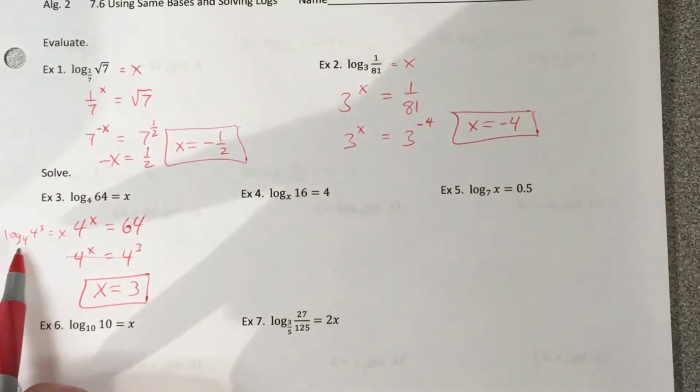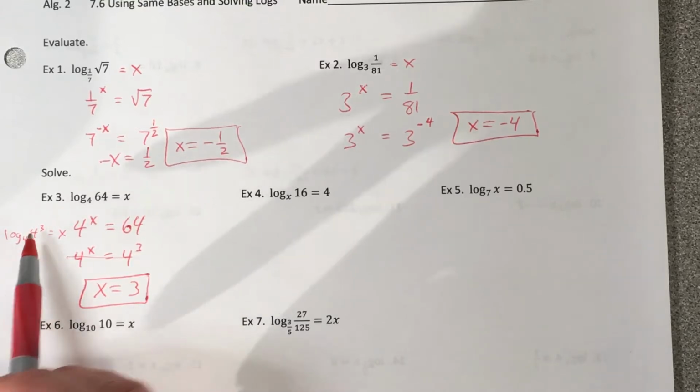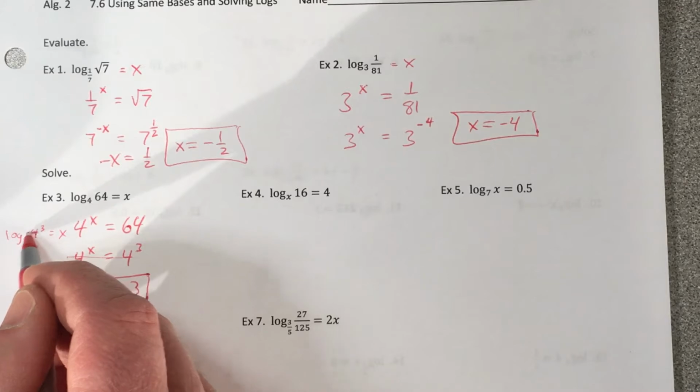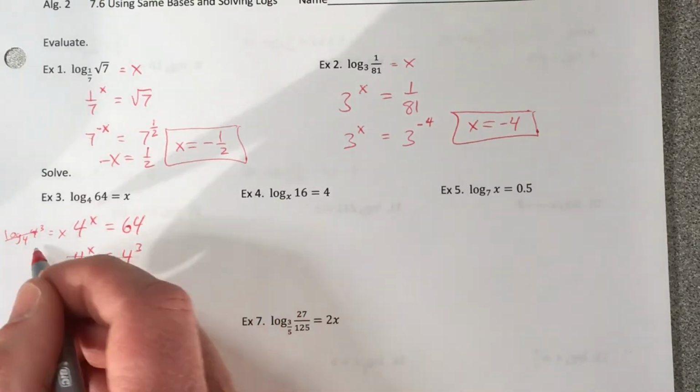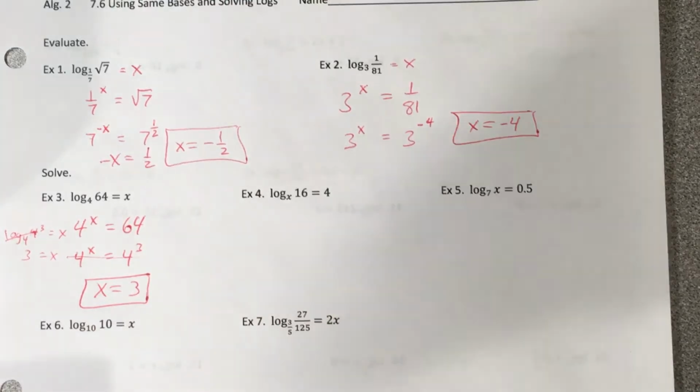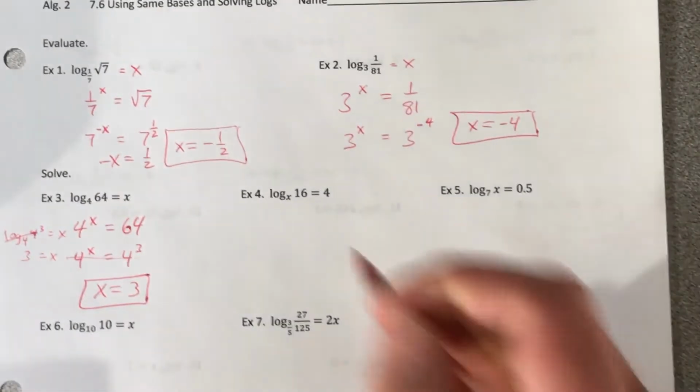You might write it like that and then realize, oh yeah, log base 4 of an exponent base 4, they undo each other. I'm just left with 3 on this side. And voila, 3 is equal to x. So there's 2 ways to think about this. All right, let's move on here.